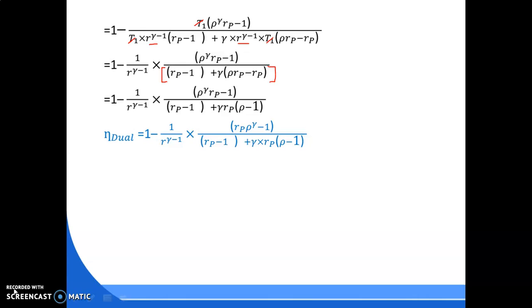So with this your gas power cycle will be completed. Next we will discuss some problems.